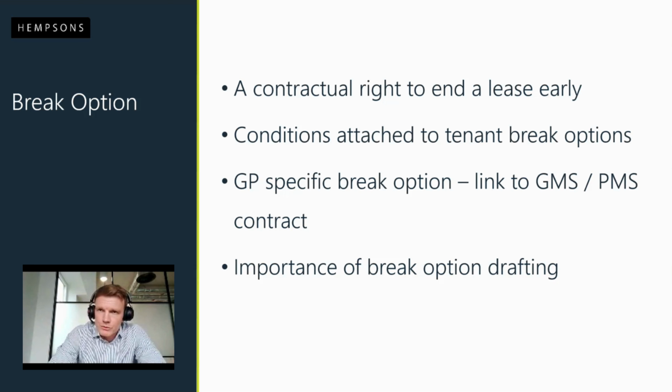But when it comes to the GP specific break option that we would want to see, what do we mean by that? We mean a contractual right in favour of the GPs as tenant to terminate the lease early in the event that the GP contract, i.e. the core contract, again, whether that's GMS, PMS, APMS, is terminated or not renewed. So fundamentally, the point is that it's creating a link between the lease and the GP contract. That's often referred to as an Armageddon clause. Some of you might be familiar with that term.